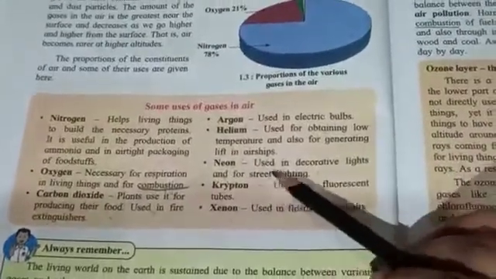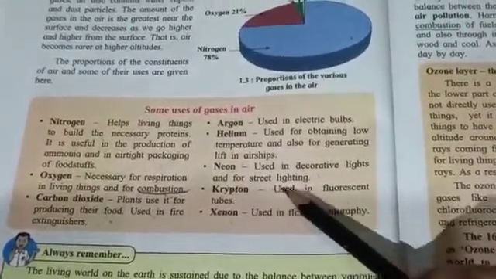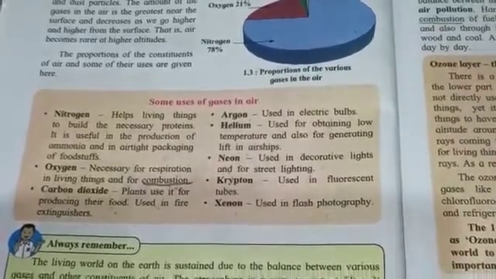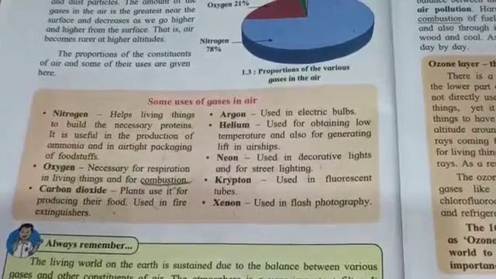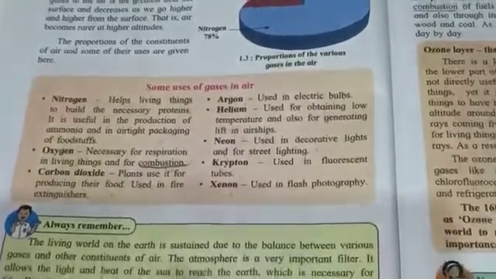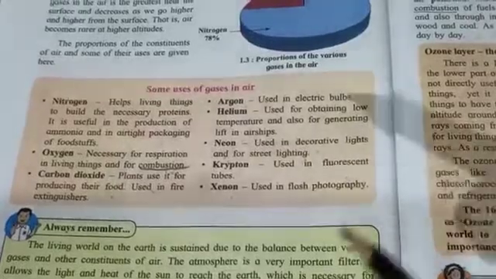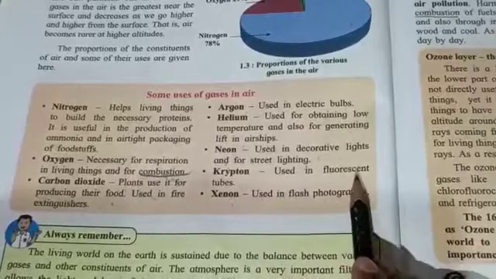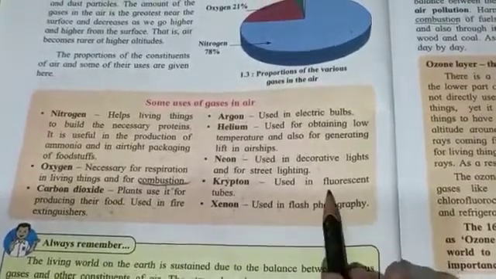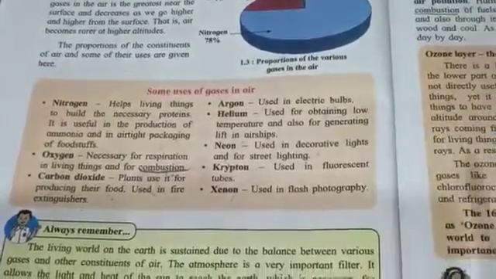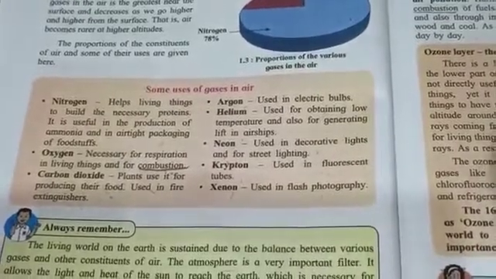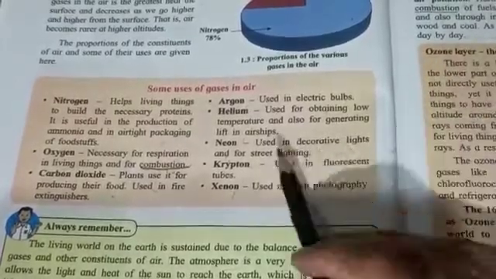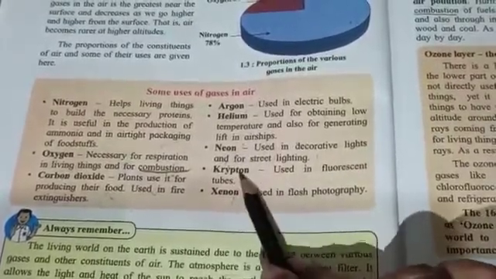Okay. Now, neon, used in decorative lights for street lighting. The lights we see on the streets and the lights we see during the festivals, the decorative lights, in that neon gas is used. Then krypton. Krypton is used in fluorescent tubes. Fluorescent tubes means the tubes that shine in the dark, right? The green or the pink color lights, in that krypton gas is used.